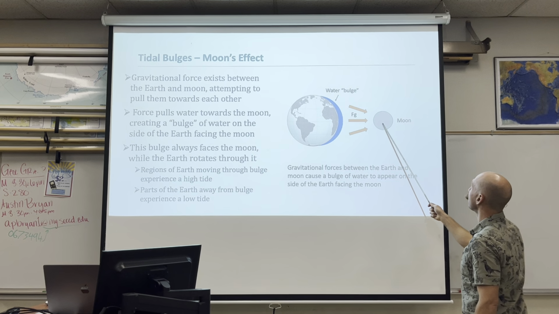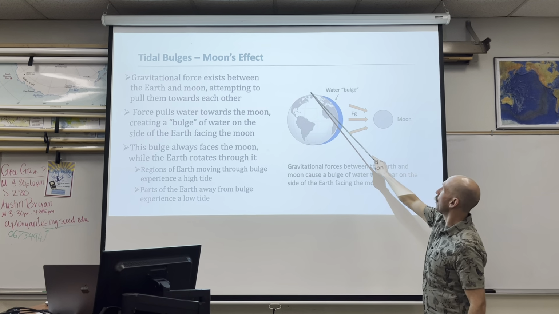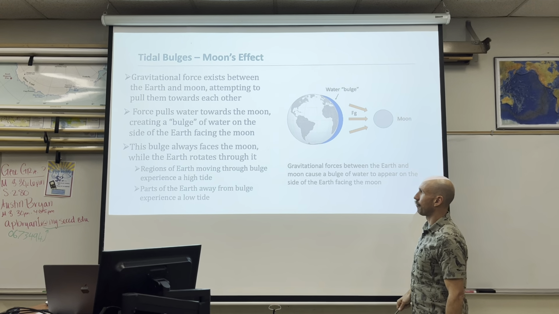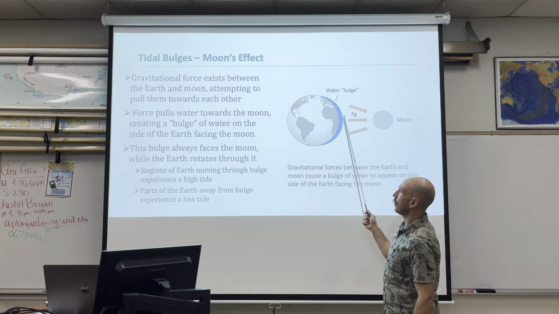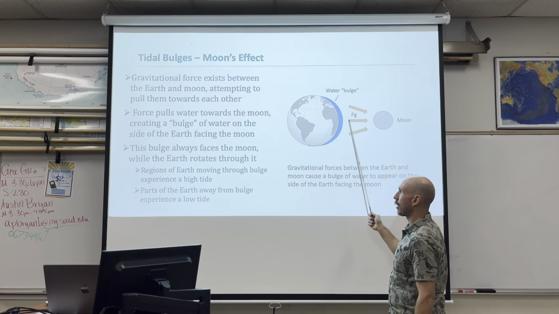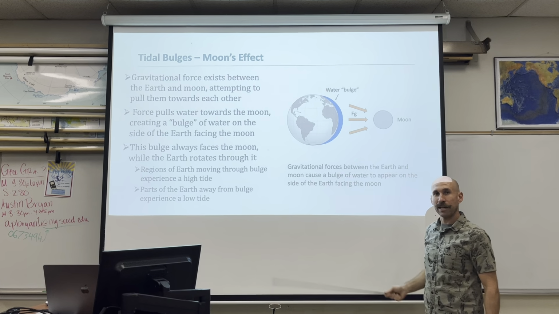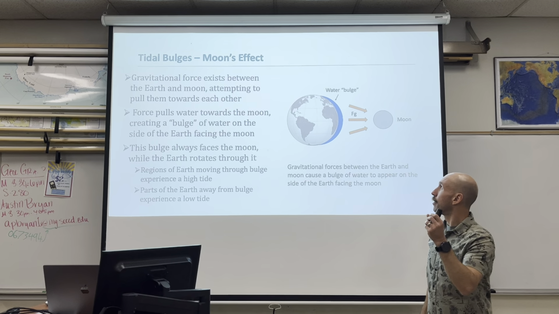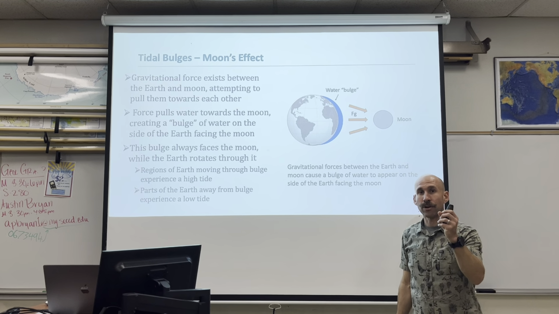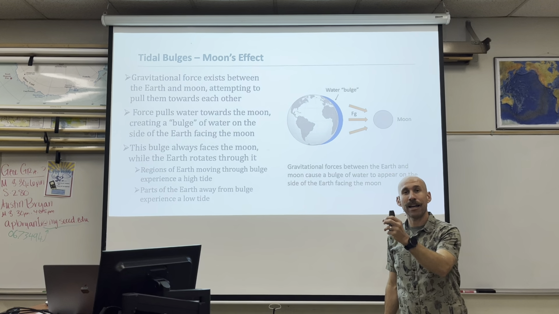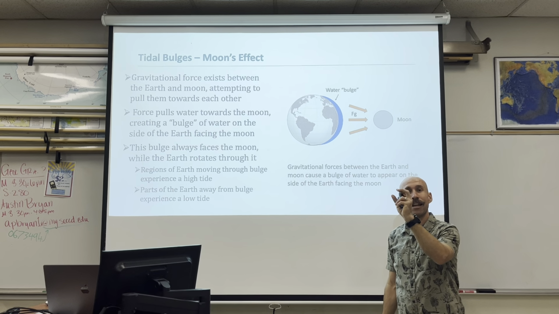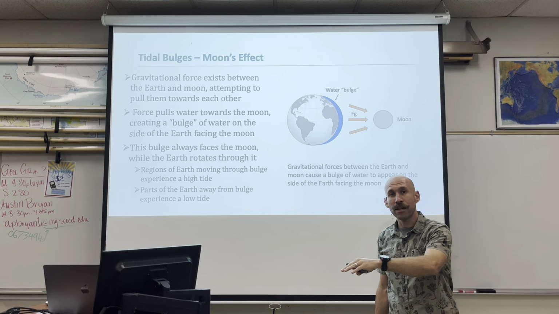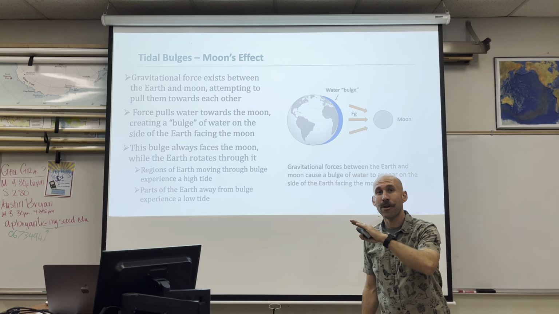So here's the Moon. Force of gravity towards the Moon creates a bulge that the Earth rotates through. So the bulge always faces the Moon as Earth rotates through it, giving certain areas of Earth a high tide, while other areas have a low tide. So the tidal bulges are the reason that we have tides as Earth rotates in and out of the tidal bulge created by the force of gravity from the Sun, the Earth, and the Moon.